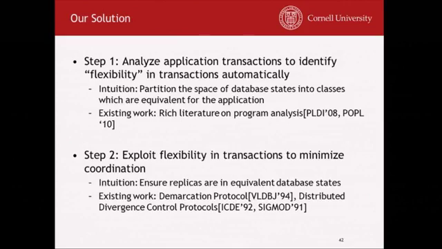So here's the overview of our solution. In the first step, we are basically going to analyze the application transactions to automatically identify this notion of flexibility. The intuition is that we want to identify which database states are equivalent, and therefore we are going to partition the space of database states into equivalence classes. We are going to build upon a rich literature on program analysis, because effectively the transactions, as I said initially, are user programs.